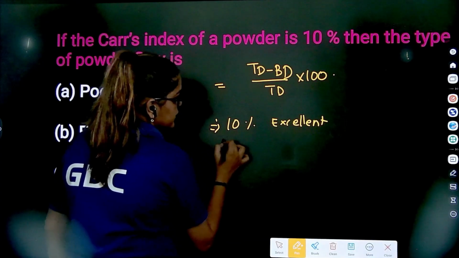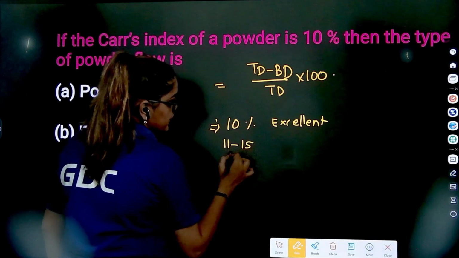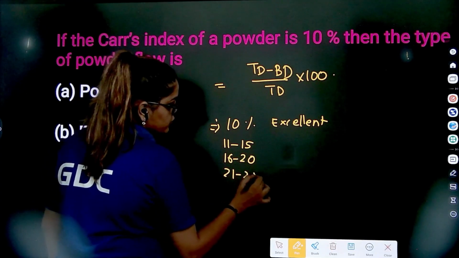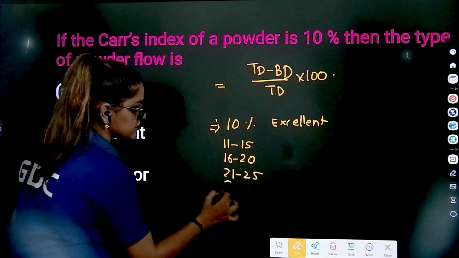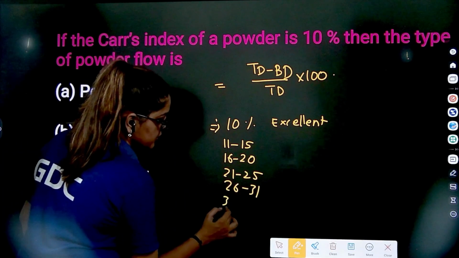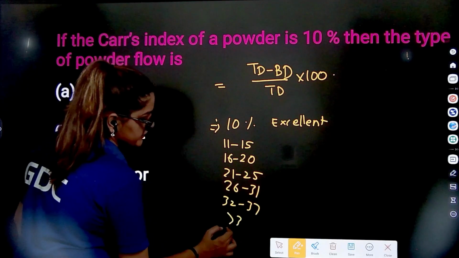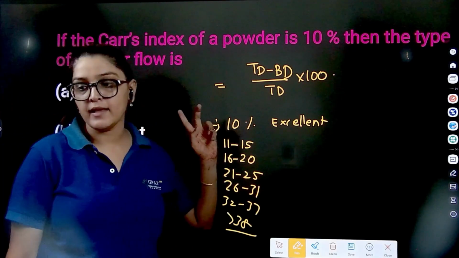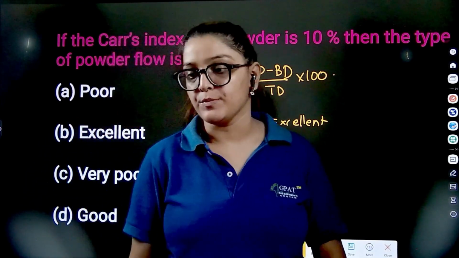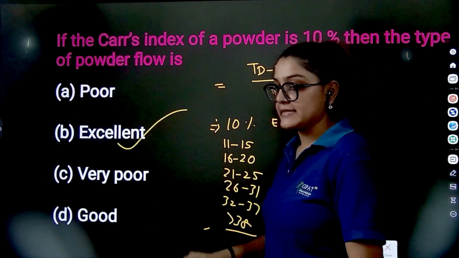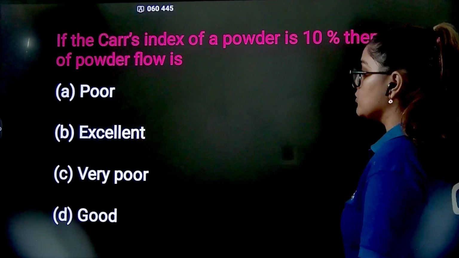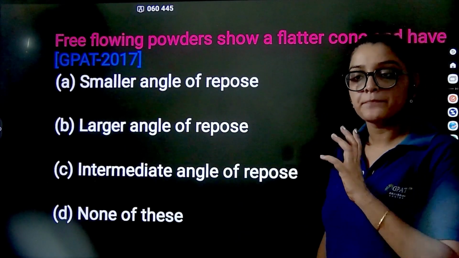Remember, then it was 11 to 15, then 16 to 20, then 21 to 25, and so on, then 26 to 31, 32 to 37, and greater than 38. So you get the excellent flow at the Carr's index value 10%. All other values are very easy to remember. You just need one or two revisions, it will all be done.